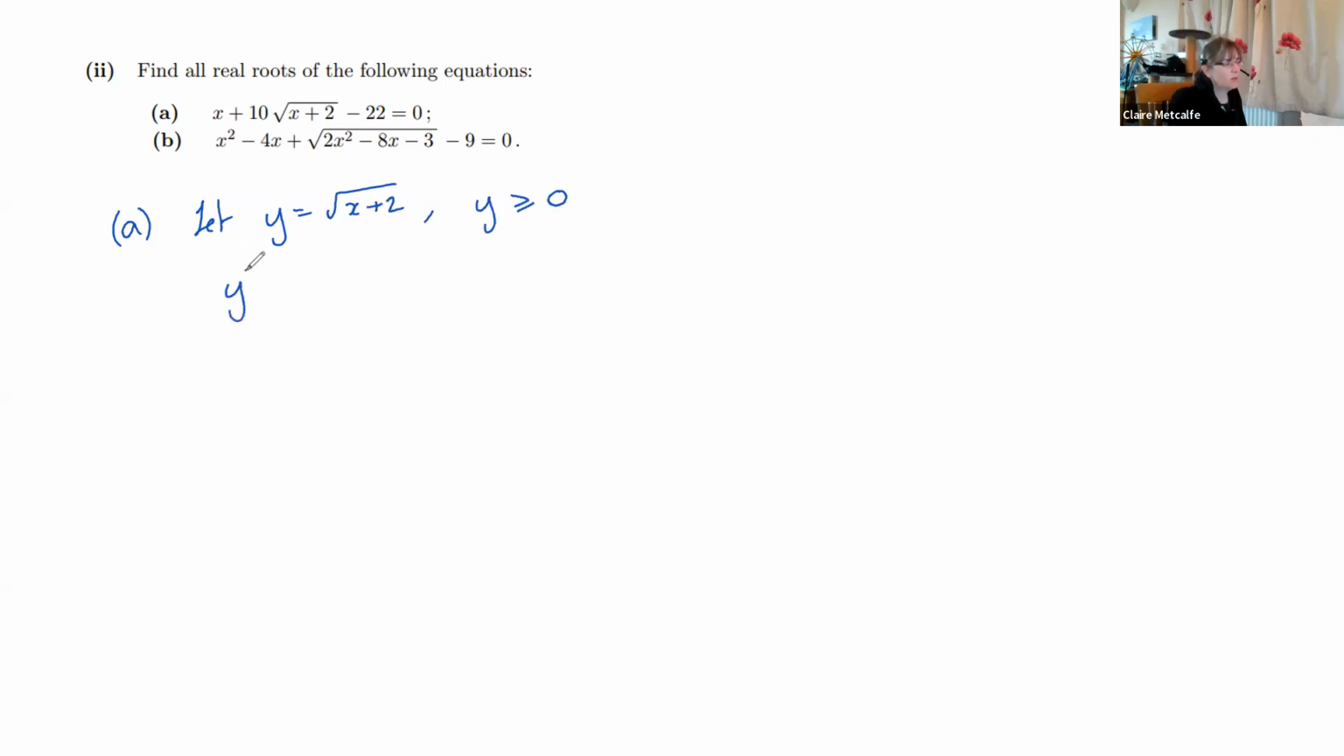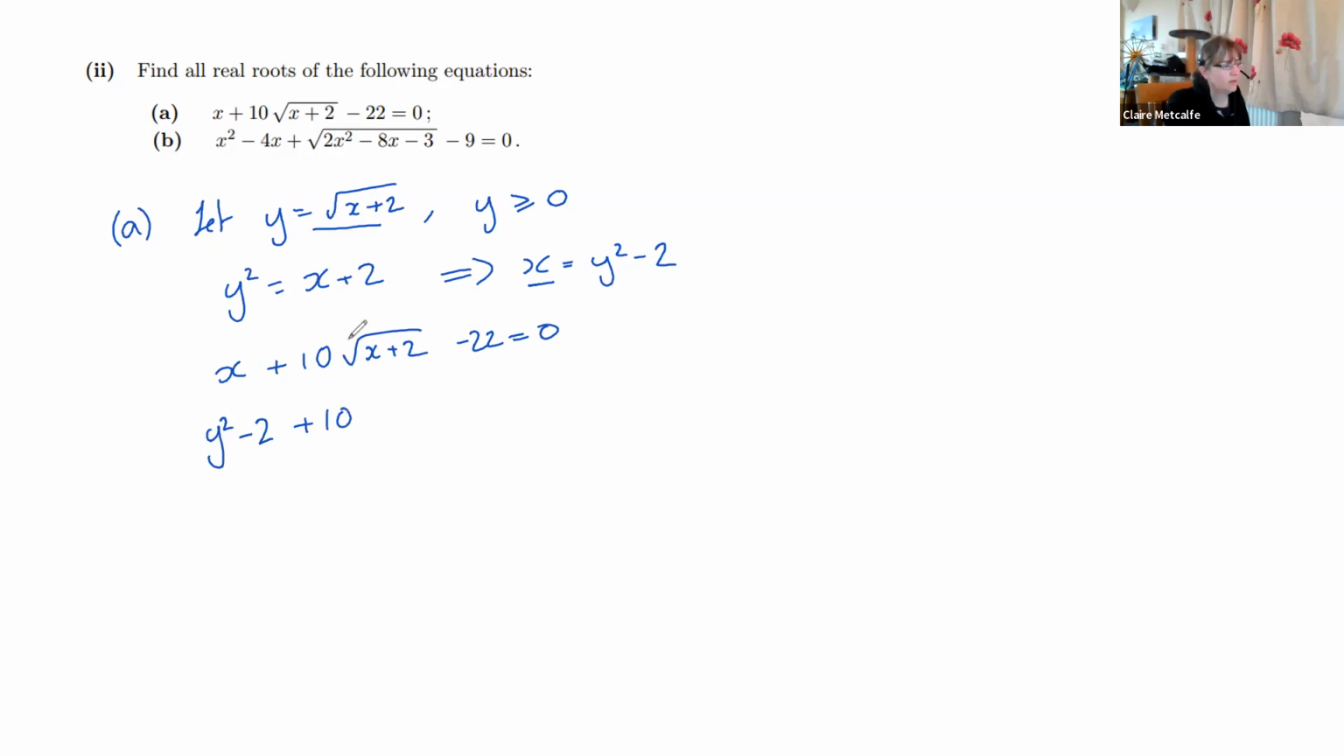That then gives me that y squared is equal to x plus 2. So that means that x is equal to y squared minus 2. So let's substitute in for this and this. The equation is x plus 10 root x plus 2 minus 22 equals 0. x is the same as y squared minus 2. Root x plus 2 is the same as y. So we get this equation, and we can simplify it: y squared plus 10y minus 24 equals 0.